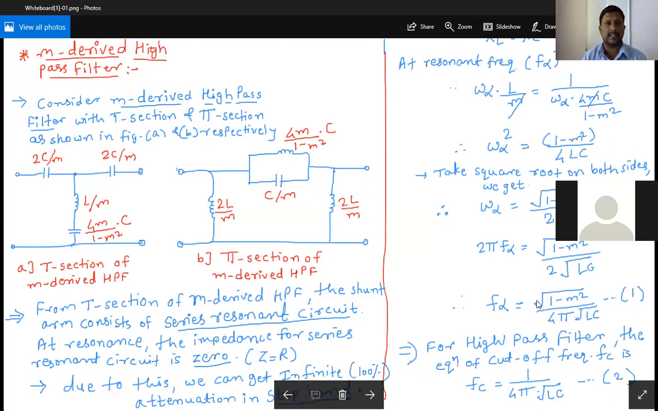In the previous lecture, we completed the M-derived high-pass filter. The theoretical part we have completed, and after that, we solved one example based on how to design the M-derived high-pass filter. That part we discussed in the previous lecture.